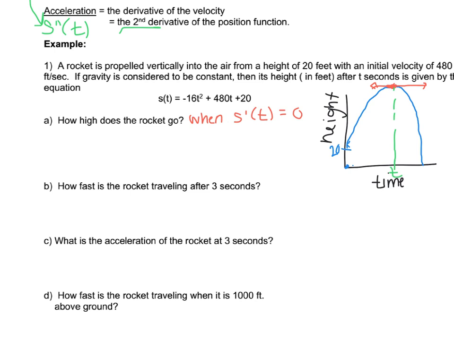Okay, so we first need to find the derivative and then we'll set it equal to 0. Using our power rule is going to make finding this derivative very easy. So s prime of t, the derivative, I'm going to bring down the 2 multiplied by negative 16. I get negative 32t plus 480. And that's it. That's the derivative. So when does that equal 0? That's a very simple linear equation to solve. We subtract 480, so I've got negative 32t equals negative 480. Divide both sides by negative 32, and we get exactly 15 seconds.